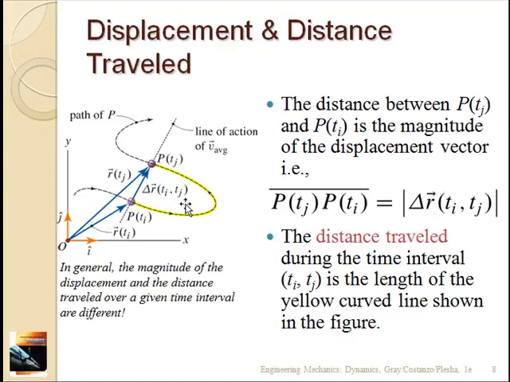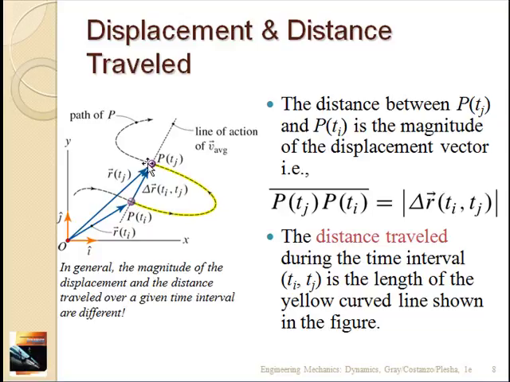Okay, so the distance between the two positions, p of tj and p of ti, is the magnitude of the displacement vector. So it's the magnitude of delta r. The distance traveled during the time interval is the length of the yellow curve, right? The displacement is just this delta r, but the distance actually traveled has to take into account the trajectory, and it's the length of this curve, which is highlighted in yellow here. So that's the distinction between displacement and distance traveled.